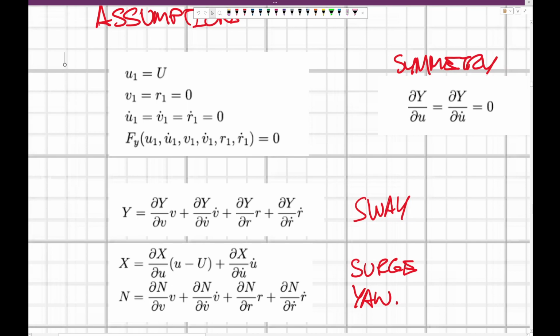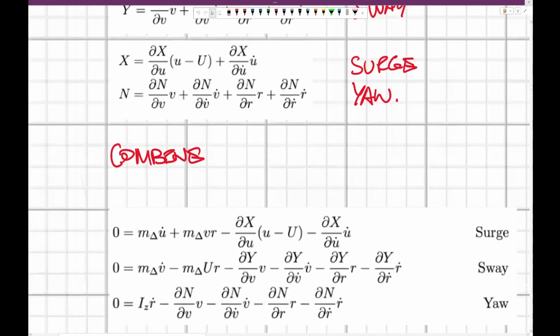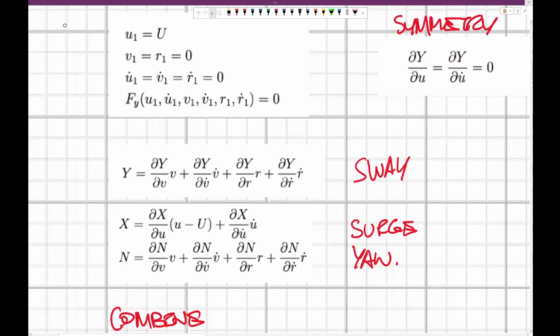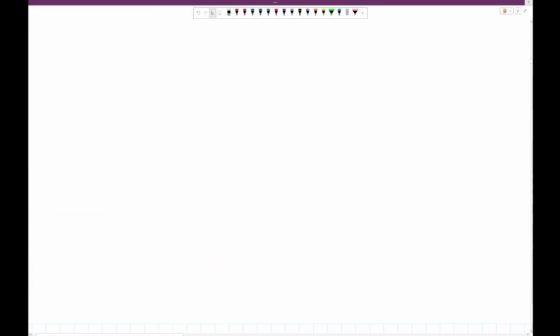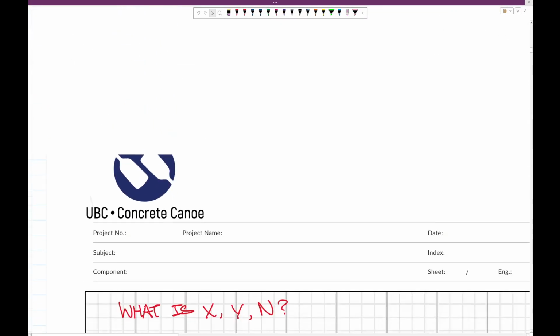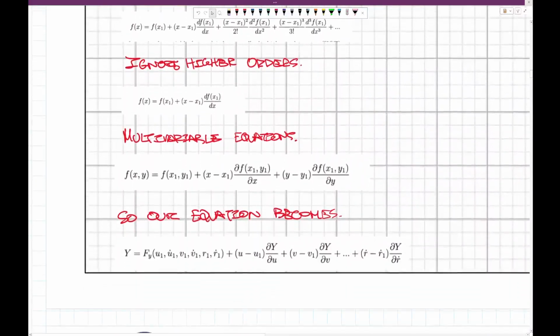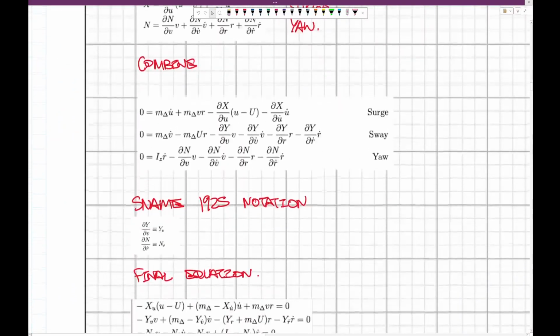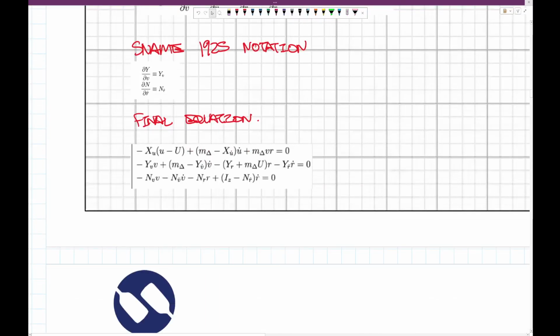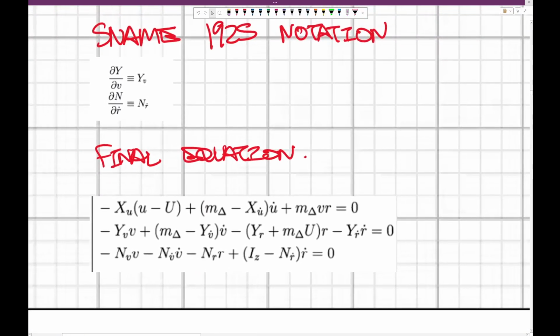Then we can say, essentially, once we do all of that, we can simplify to these couple of equations here. So our sway, surge, and yaw is shown here. Now we finally solve for Y, X, N, and if we plug that all the way back up into these equations up here, and then shove everything to one side, we're going to get a final set of equations shown here.